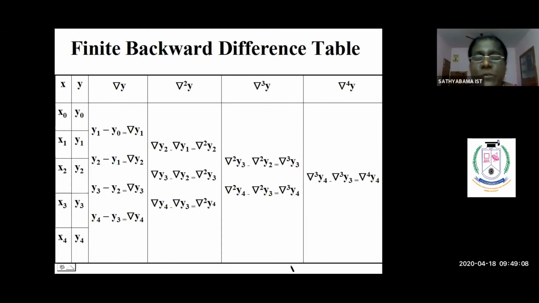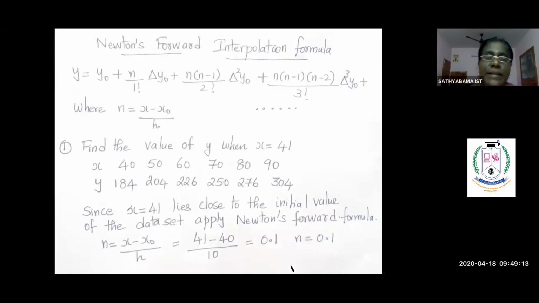So for the first problem, I have taken a simple example. Before entering into the example, I'll give you the formula also. The formula is derived by Newton, the mathematician, and he has given two different formulae. One is called Newton's forward interpolation formula, and the other one is called Newton's backward interpolation formula. Why do we have two different formulae? Because to get more accurate results or prediction of y for a given x, we have two different formulae.